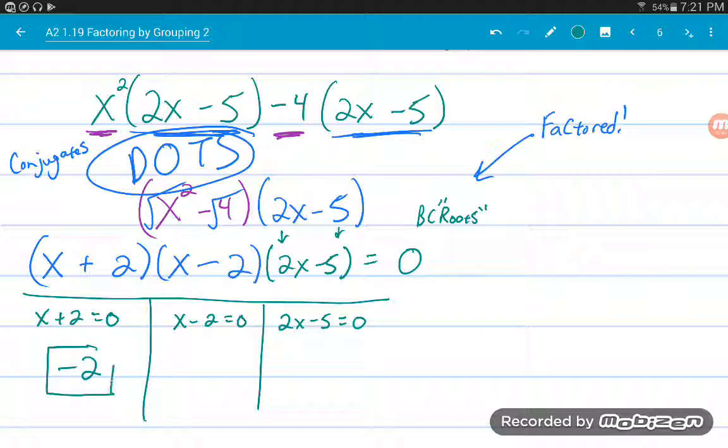These two are easy. It's just the opposite sign. Negative 2 plus 2 would be 0. And this one's easy too. It's the opposite sign. This is going to be positive 2.